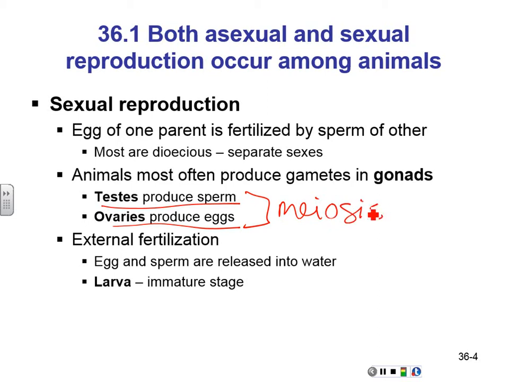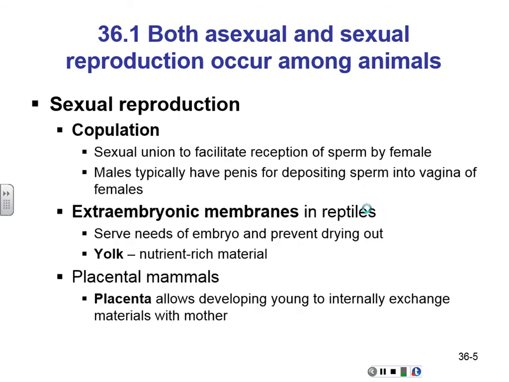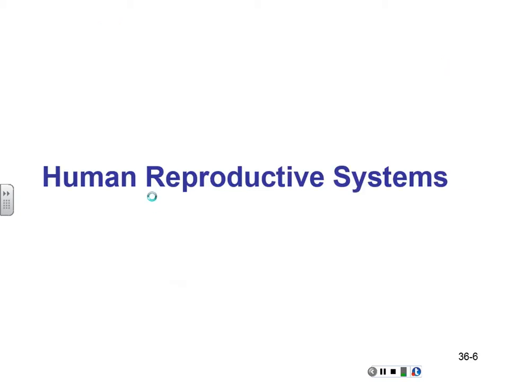So everywhere else in your body, mitosis is happening. So if you cut your finger, your skin cells are reproducing by mitosis. Only in the ovaries and testes do we have meiosis happening. You can also read about copulation, just to make sure you understand the word. Sexual union usually involves the penis depositing sperm into the vagina of a female.